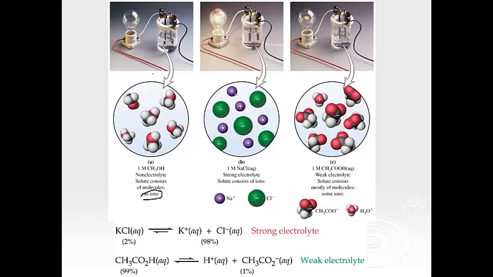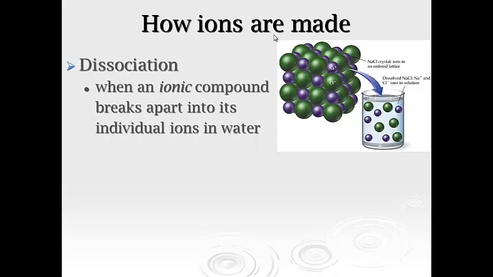Here you have a solution of sodium chloride, a whole bunch of charged particles, and the light shines very brightly to show you that it's a strong electrolyte. Here you have a solution of acetic acid, where some of the molecules create ions, but a whole bunch of them don't. It's a weak acid, so it's a weak electrolyte, so it only partially conducts electricity.